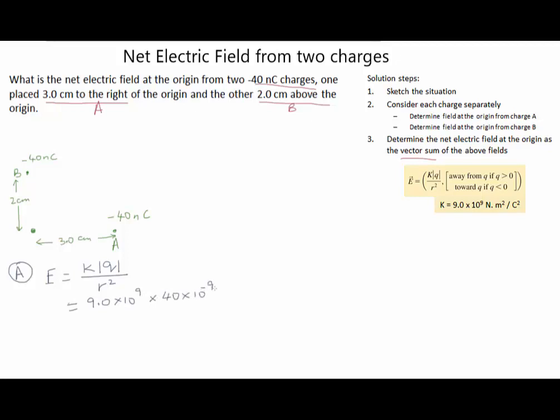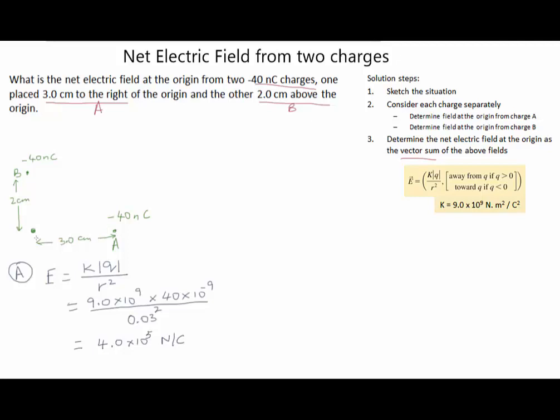divided by square of the distance, and I'll convert the distance to meters because K is given to me in Newton meters squared, so for the units to cancel, I have to put the distance in meters. So this distance of 3 centimeters becomes 0.03 meters, and I square that. The rest is done by your calculator, and you will get 400,000 or 4.0 times 10 to the 5 Newton per coulomb. That would be the magnitude of the electric field from charge A at the origin.